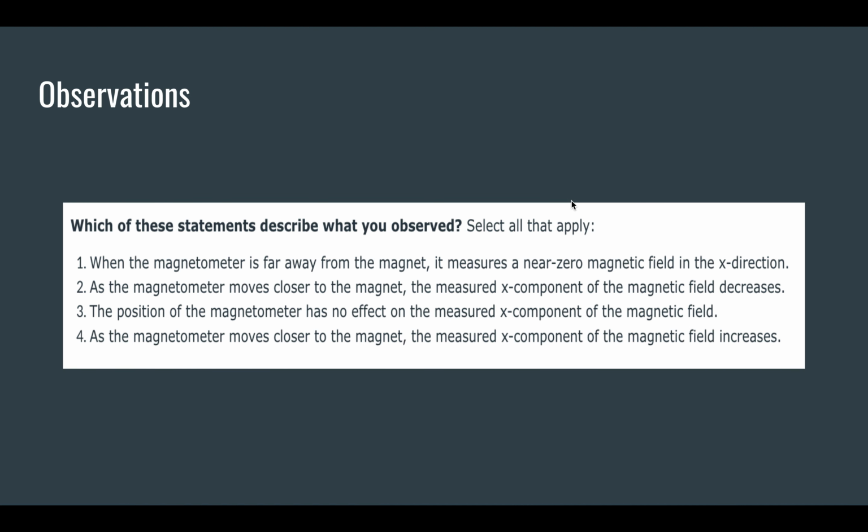Of the observations shown here, only the first and fourth statements describe what I saw in my experiment. I noticed that when the magnetometer was far away from the magnet, Bx was close to zero, and when it was brought closer, Bx increased as expected.